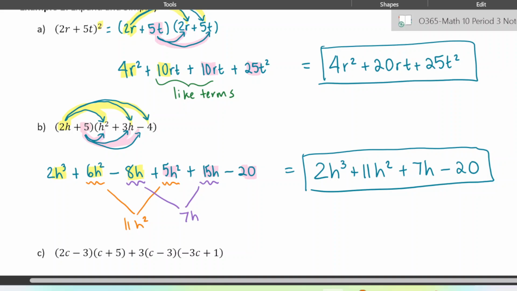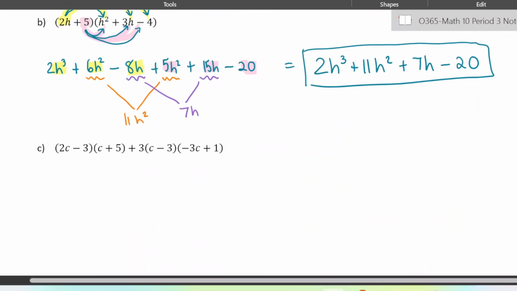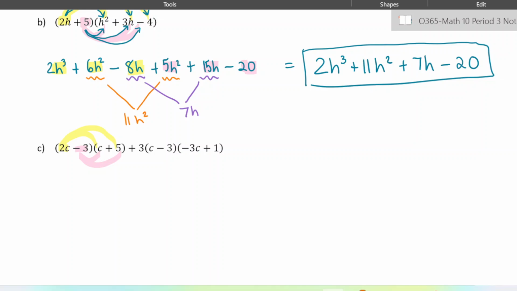Okay, next one is a little bit harder again. This time we're combining two different multiplication questions with an addition sign in between. So what we're going to do is two different foiling questions, and then we're going to add all the terms together. Okay, so let's do the first foiling first. We're going to use our colors again. So 2c times c and 2c times 5, and then we'll have the -3 multiplied with both of these as well.